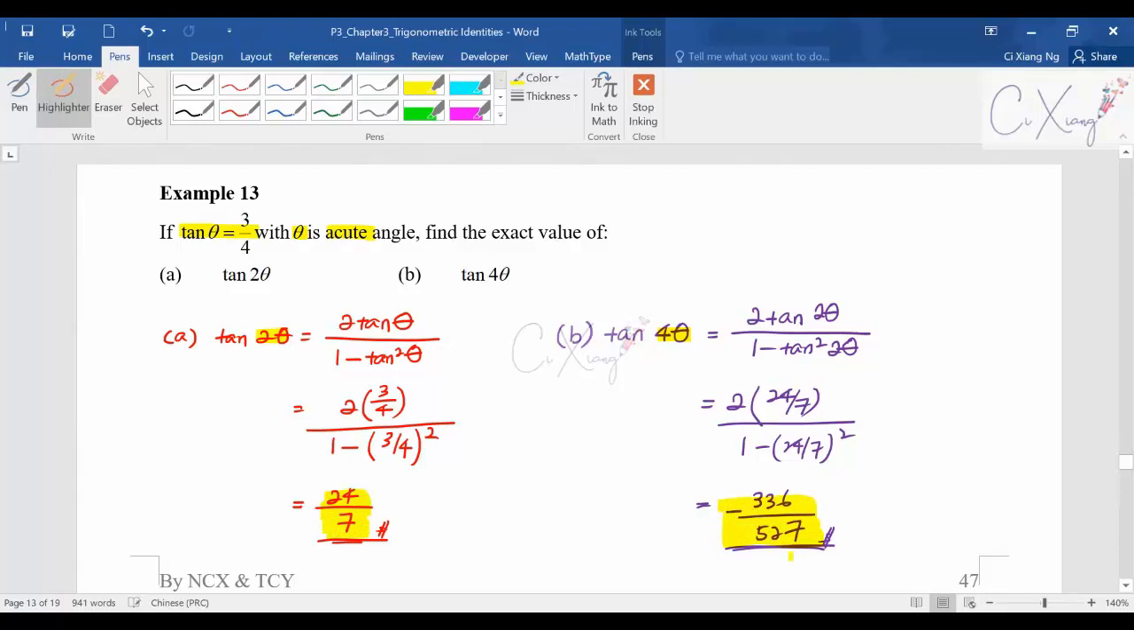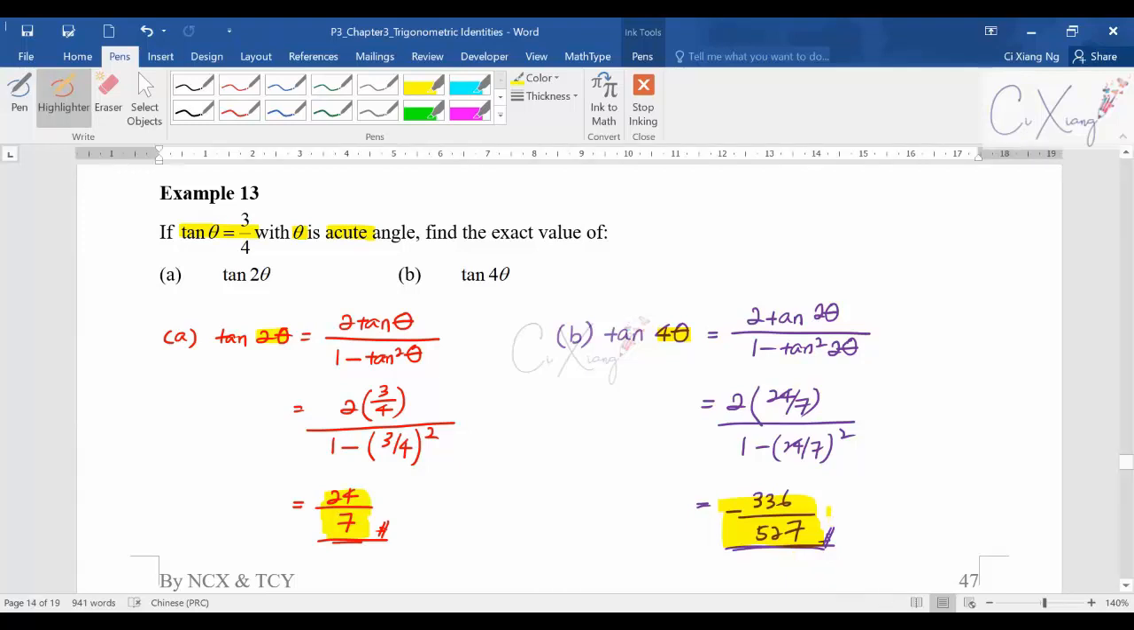Okay, so this is what we have for example 13. How are we going to get the exact value for tangent 2 theta and 4 theta? By using the double angle formula. Okay, and then after that, we might apply the formula in the other way round. So what is the meaning of in the other way round?